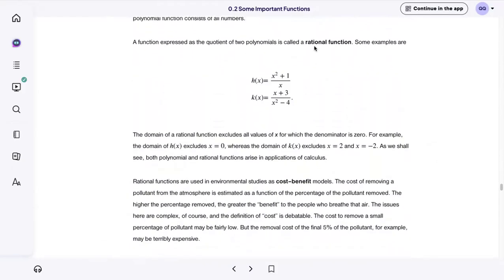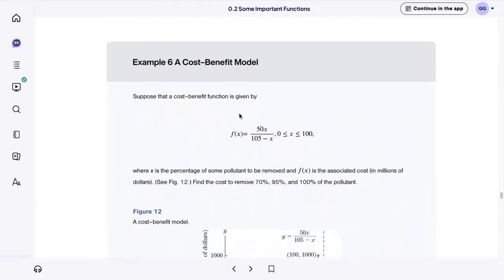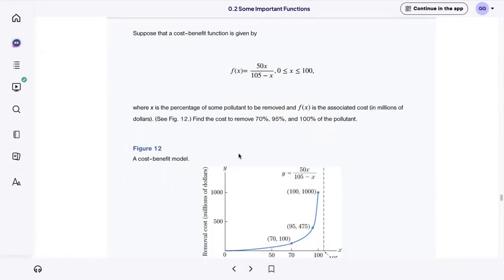So the second type of function is rational functions. I already talked about that, right? h of x, you see, is a polynomial function divided by another polynomial function. Right? This is a rational function. The numerator is a polynomial function, and the denominator is a polynomial function.